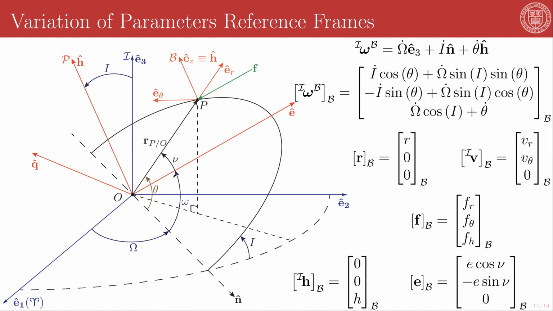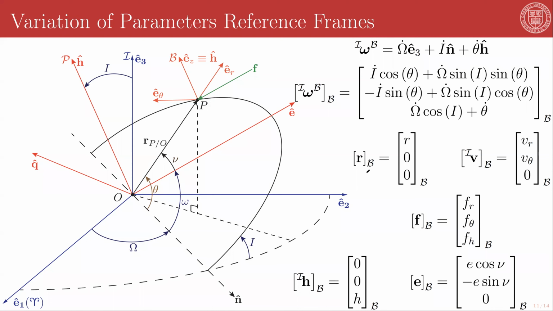But in this case, our B frame is also moving along with the orbital radius vector. And so the total angle between the line of nodes and the orbital radius vector is the sum of the argument of periapsis and the true anomaly, and is given by the argument of latitude, theta, which we have previously defined as omega plus nu. And so the third component of the angular velocity is theta dot about the h hat direction. If we write out the relevant direction cosine matrices and convert each of these into components in the B frame, or equivalently the Hill frame, then we get this component expression for I omega B.